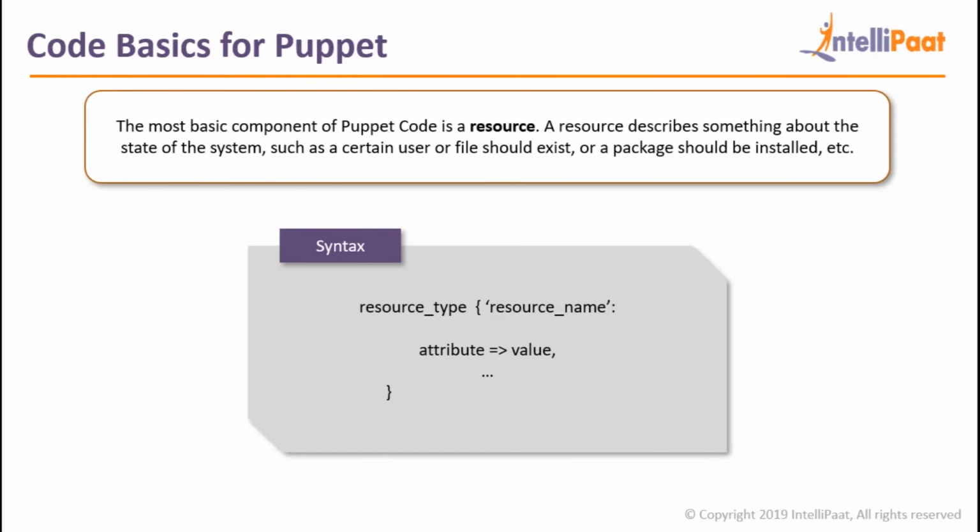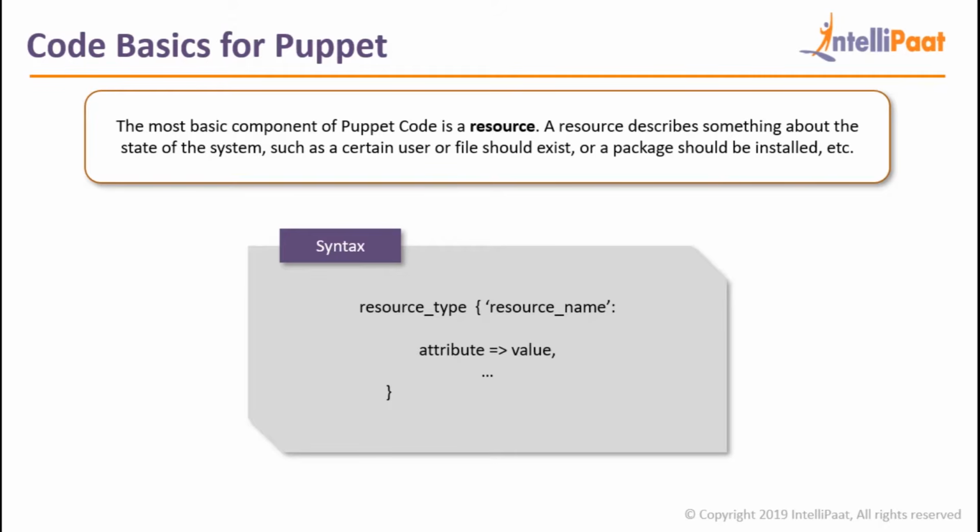Alright, so the most basic unit of coding in Puppet is a resource. So what is a resource? A resource could be a file, it could be a command, it could be a package, it could be anything, right? This is the basic thing that you define in a Puppet catalog, which has to be executed or placed on the agents, right?